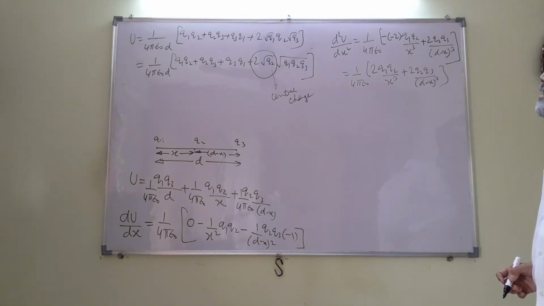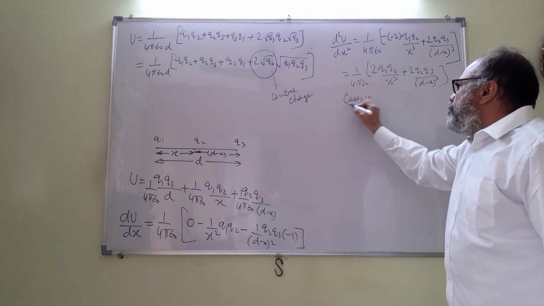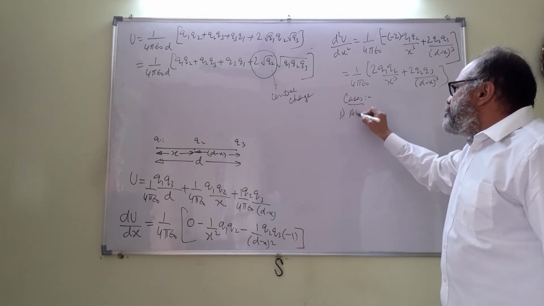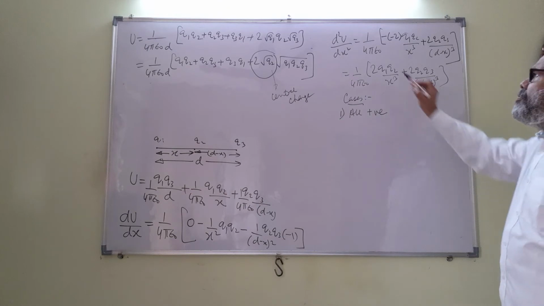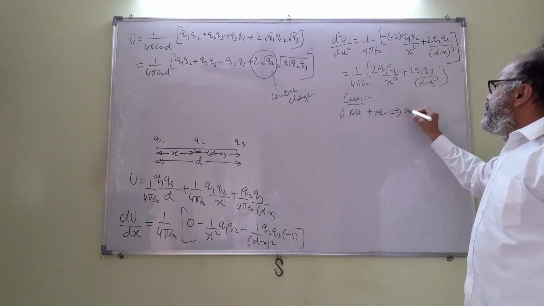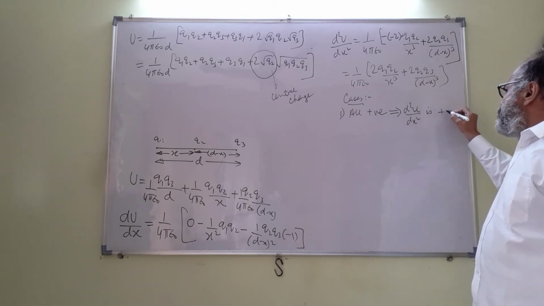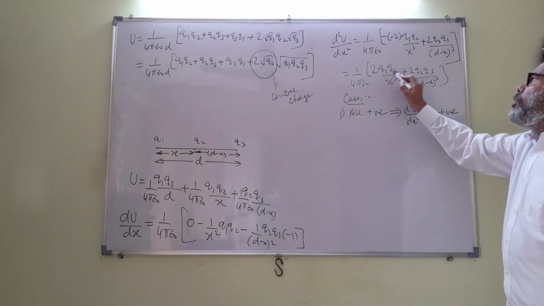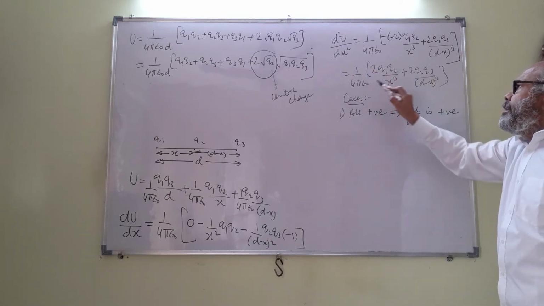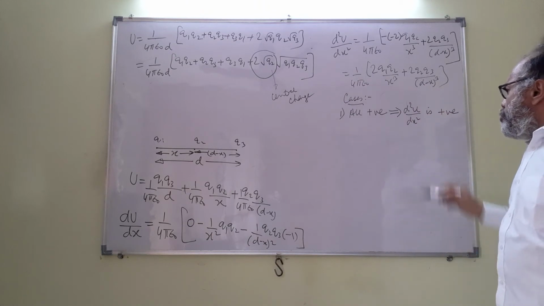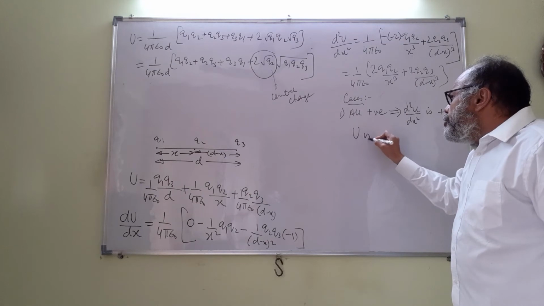Now let us see the various cases. The first case is where all are positive. If all charges are positive, we can see that d2U by dx squared is positive. If Q1 and Q2 are positive, Q2, Q3 are also positive. Therefore, d2U by dx squared is positive. So, if d2U by dx squared is positive, U is minimum.